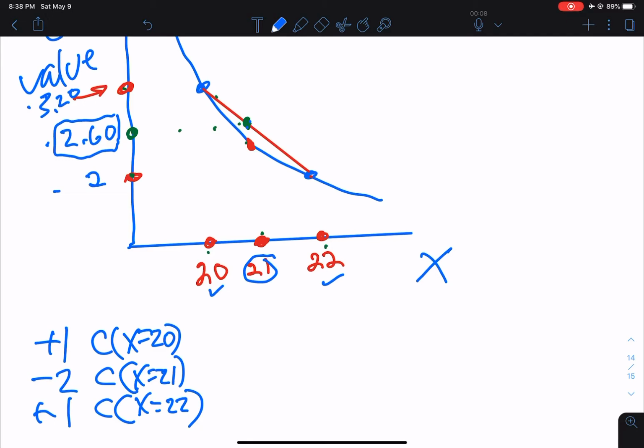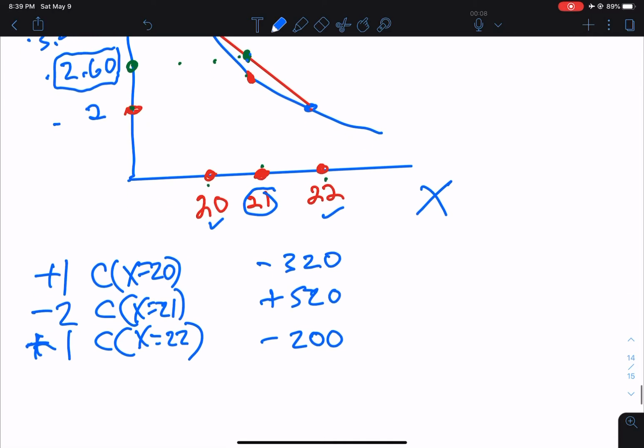So when we do this, we're going to buy the 20, so we're going to spend $200 for the contract. We're going to go short two 21 strikes, and that's going to give us 2 times 260, or $520. And then we're going to buy one 22 strike. The 20 strike call, I put the wrong number for the 20 strike call. The 20 strike call is going to cost us $320. I'm sorry. And then when we buy the call with a strike price of 22, it's going to cost us $200. Of course, when you add this up, it's negative 520 plus 520. It's cost us nothing.